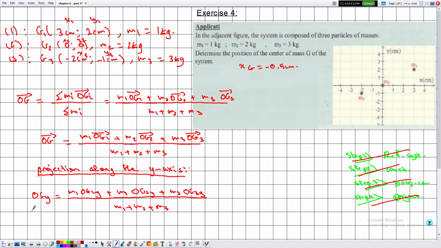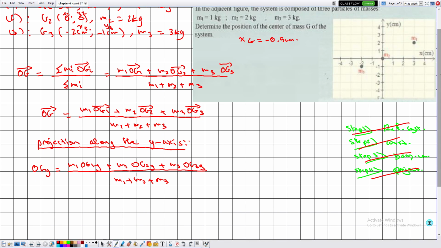And as we have said previously, since we are measuring the position with respect to the origin, this can be reduced to the coordinates itself. Then y of the point G is equal to m1 y1 plus m2 y2 plus m3 y3 divided by m1 plus m2 plus m3.